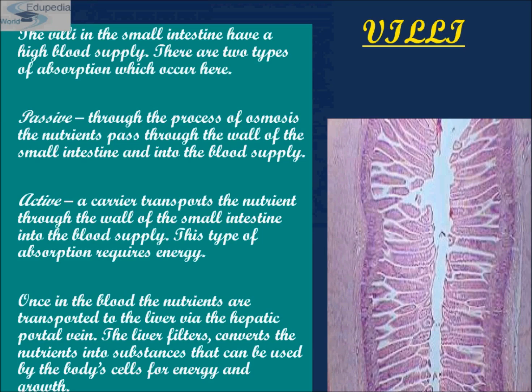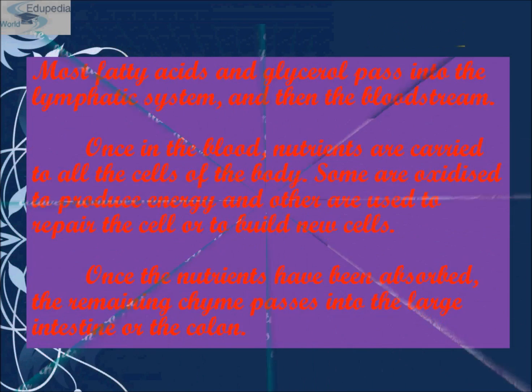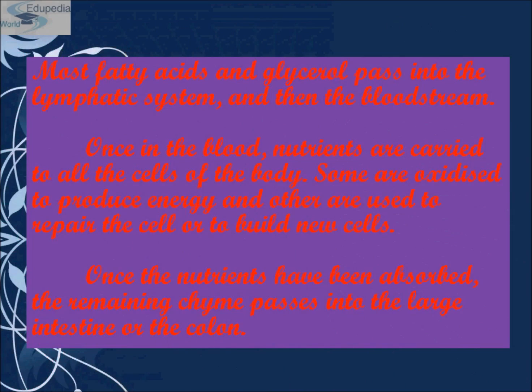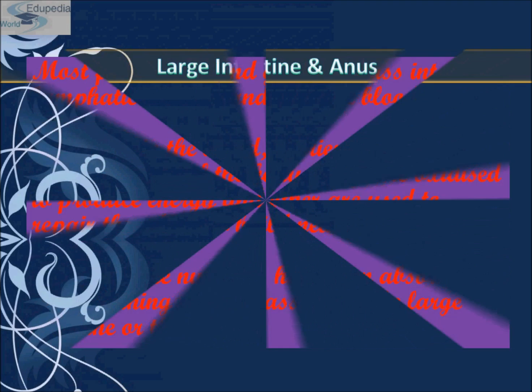The liver filters and converts the nutrients into substances that can be used by the body cells for energy and growth. Most fatty acids and glycerol pass into the lymphatic system and then the bloodstream. Once in the blood, nutrients are carried to the cells of the body. Some are oxidized to produce energy and others are used to repair the cell or to build new cells. Once the nutrients have been absorbed, the remaining chyme passes into the large intestine, or the colon.